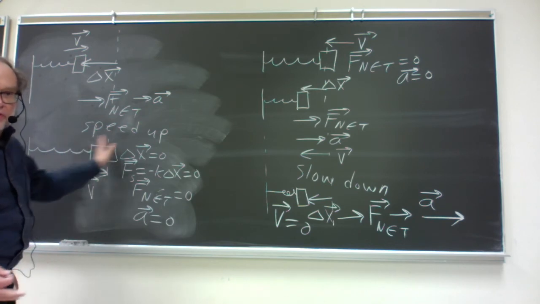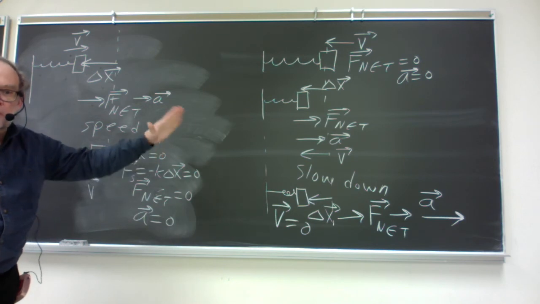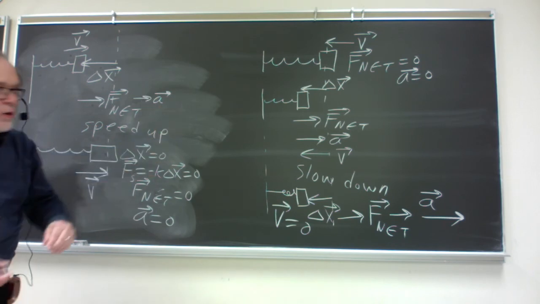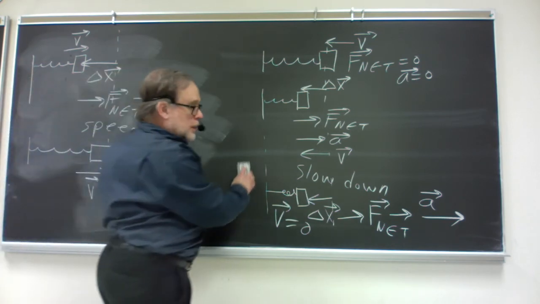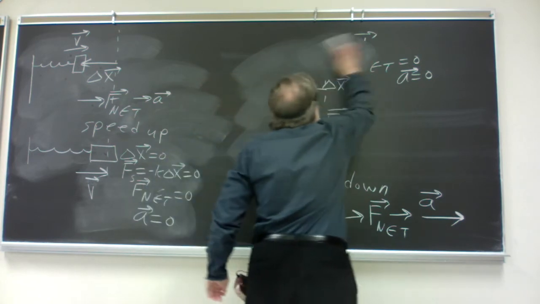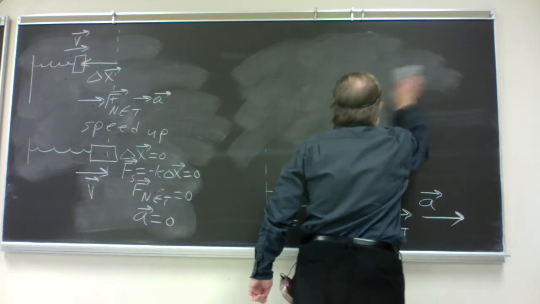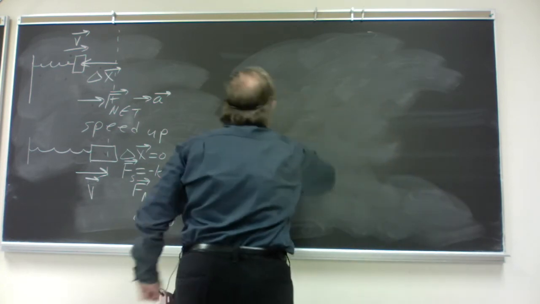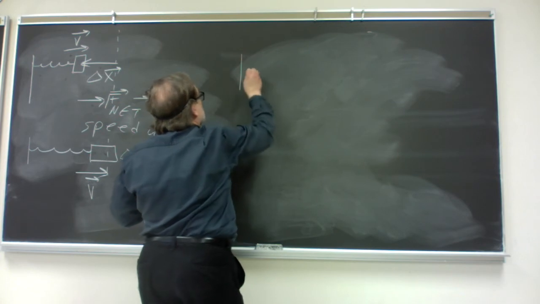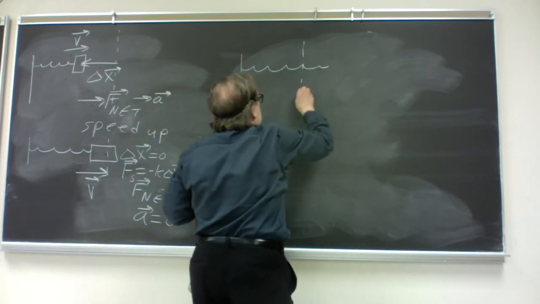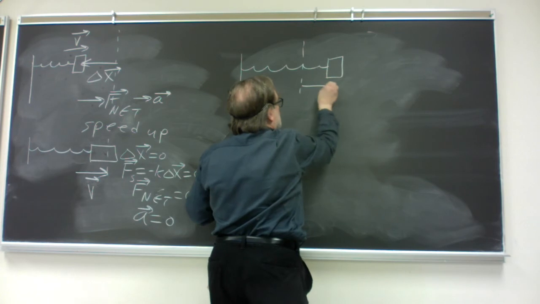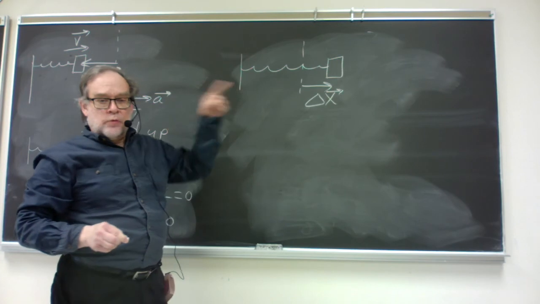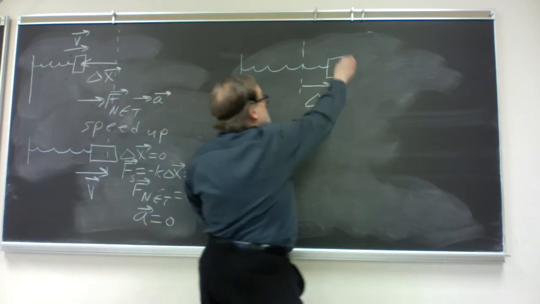It won't stop here, it'll overshoot, and it'll start to move to the right. It'll continue to move to the right. Now it'll be to the right of equilibrium. And what happens then? There's equilibrium. Now the mass is here, displaced to the right of equilibrium. And remember, it's still moving to the right. Velocity to the right.